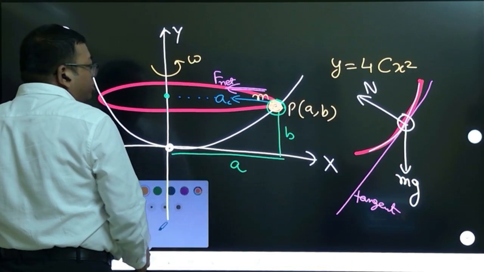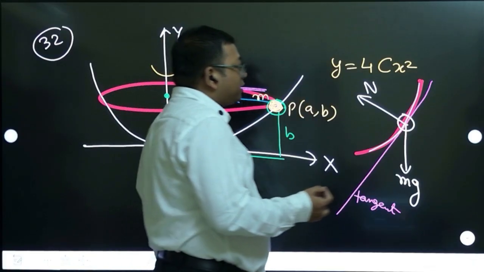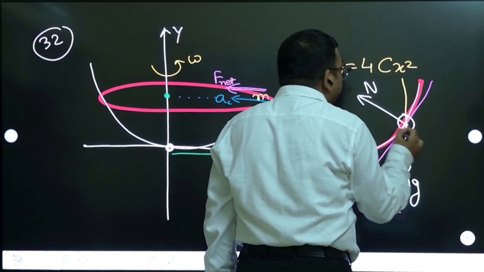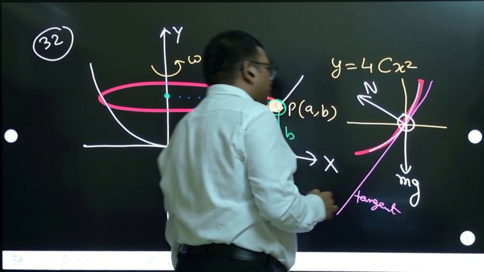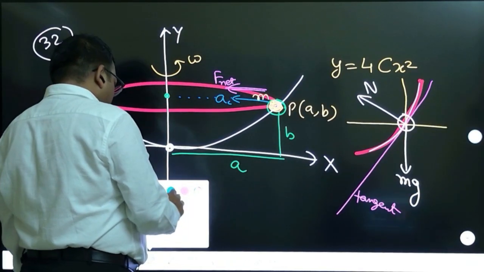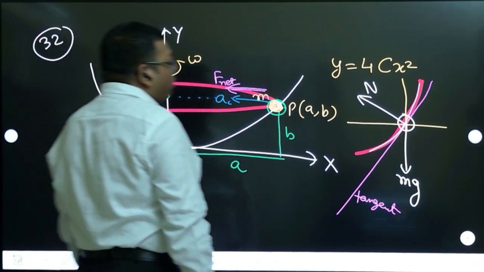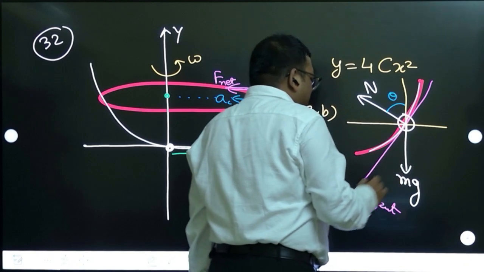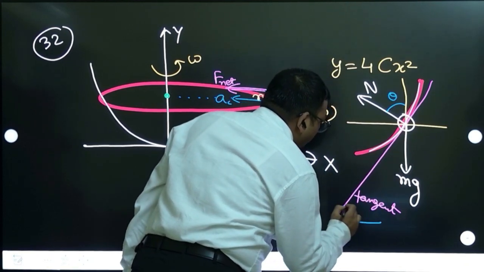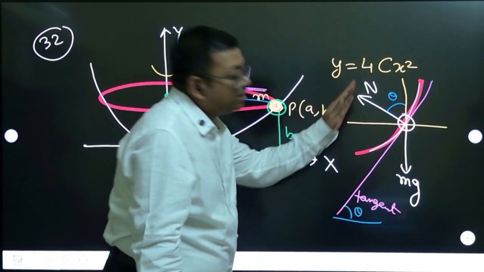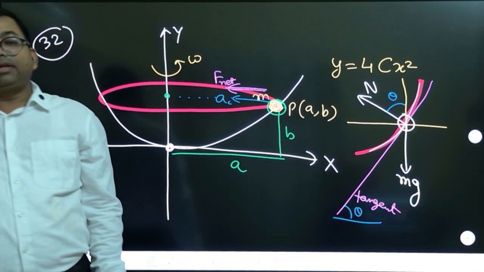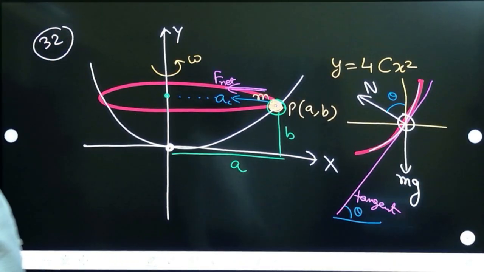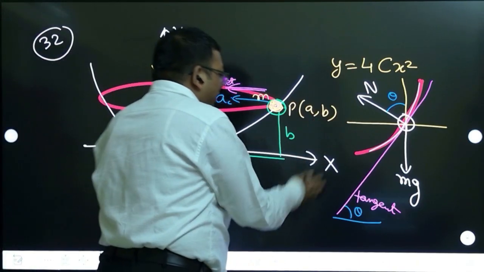Then we have to resolve forces, because we know the resultant force is toward the center, this side. So let us resolve forces in the horizontal and vertical directions. How much angle will this normal make with the vertical? That angle is the same as the angle this tangent makes with the horizontal, because this is just like an inclined plane.